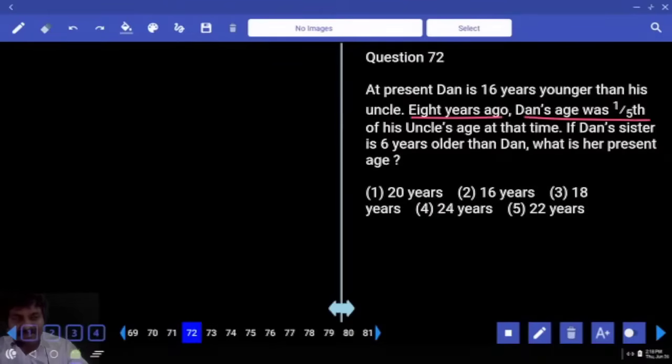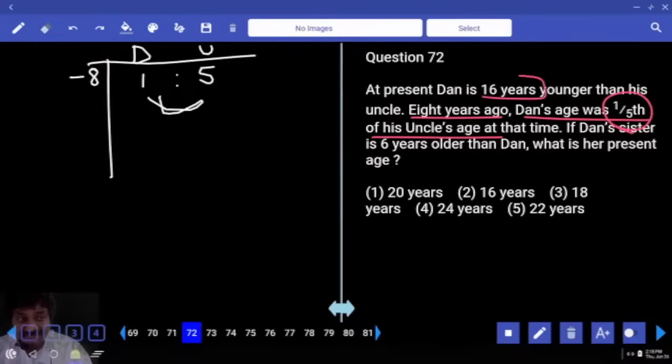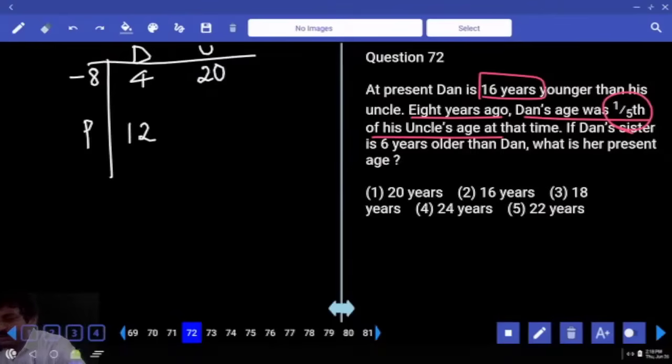8 years ago, Dan's age was 1/5 of her uncle's age at that time. How many years back? 8 years back, Dan and her uncle's ages were in the ratio 1:5. If Dan's age is 1/5, denominator 5, the uncle's age becomes 5 parts, Dan's age becomes 1 part. The difference should be how many years? If 4 parts is 16, 1 part. So Dan's age was 4 parts. Uncle's age 20. When is that? 8 years back. Then the present age of Dan is 12.